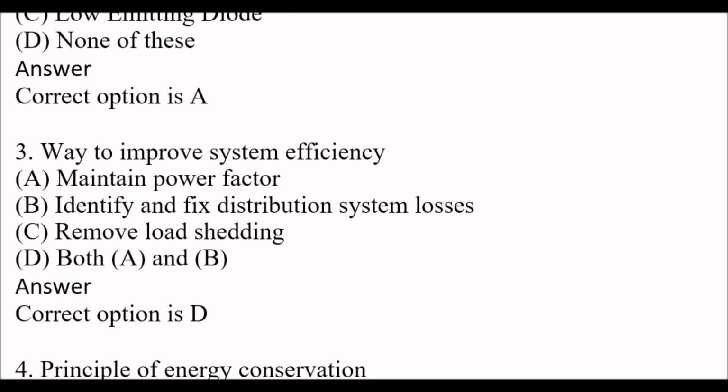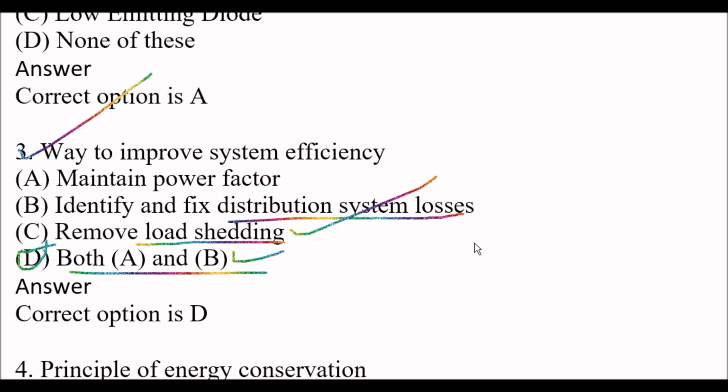Next question. Way to improve system efficiency. Option A, maintain power factor. Option B, identify and fix distribution system losses. Option C, remove load shedding. Option D, both A and B. Right answer is option D, both A and B. Okay, so way to improve system efficiency is with the help of identifying and fixing distribution system losses and with the help of removing load shedding. Okay. So right answer here is option D, both A and B.